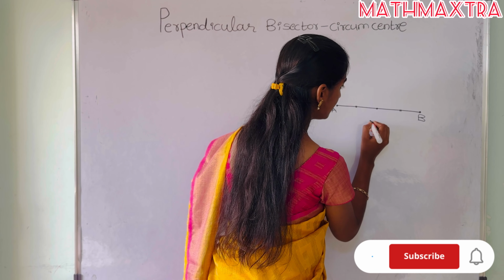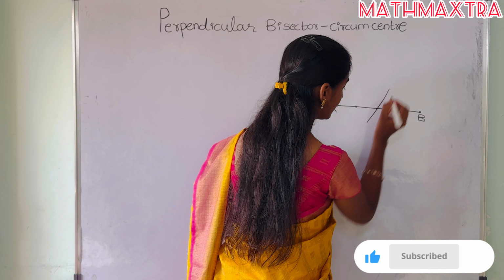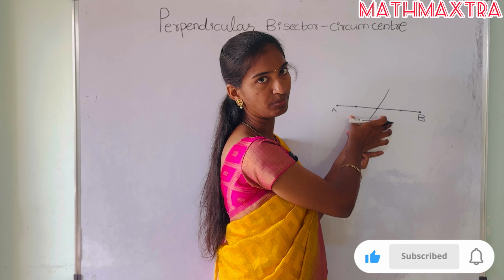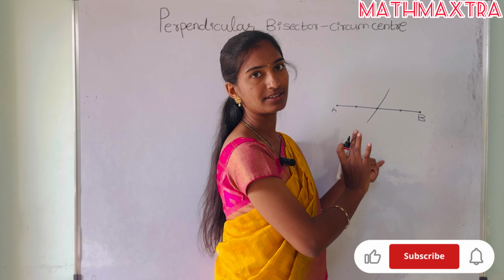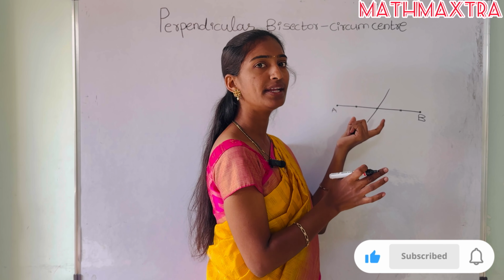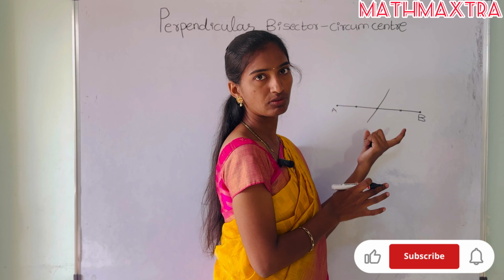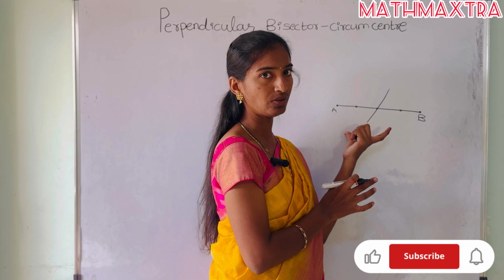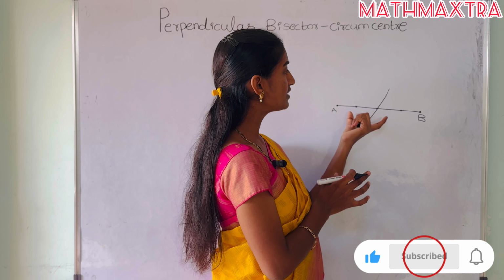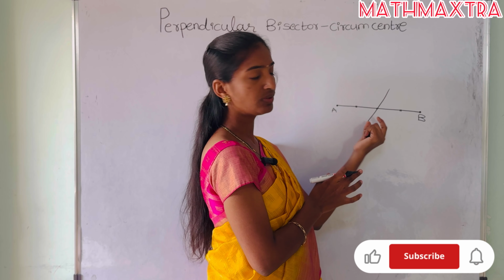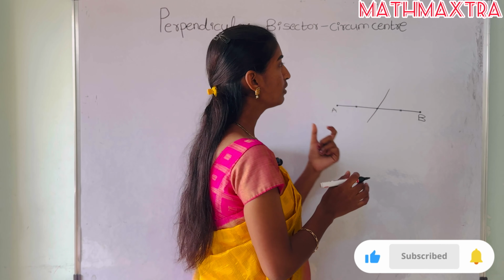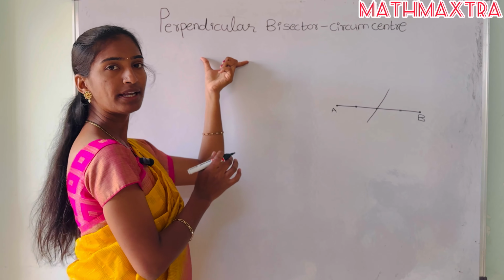So this line is dividing this line segment into two equal parts. This is a bisector, meaning it is simply dividing the line segment into two equal parts. This may be a line segment, this may be the side of a triangle, whatever it may be. As it divides it into two equal parts, we call this a bisector. Coming to the perpendicular bisector.